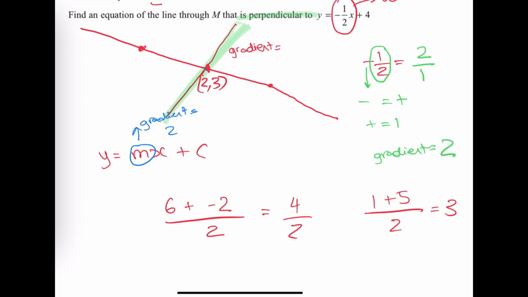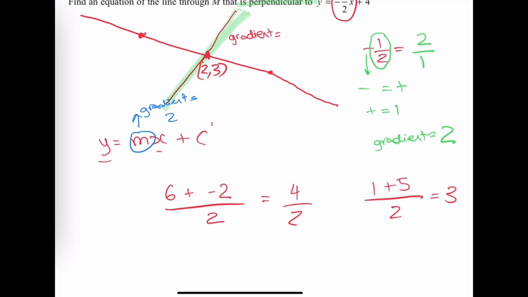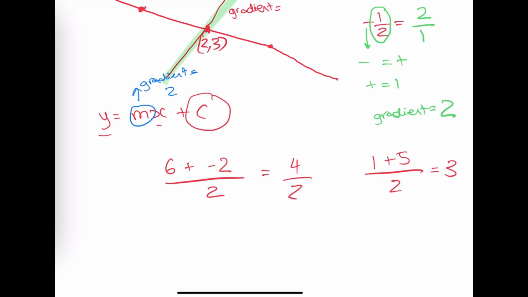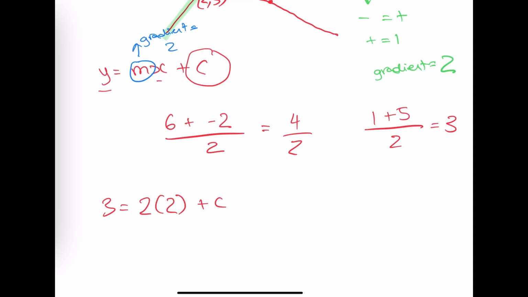Because we already know one point of the line, we can just substitute that into y and x, and that's how we're going to find our c. So we do 3 equals 2 times 2 plus c, then 3 equals 4 plus c. Turn it the other way: if this goes to the other side, it's going to be minus 4. So minus 1 is c.